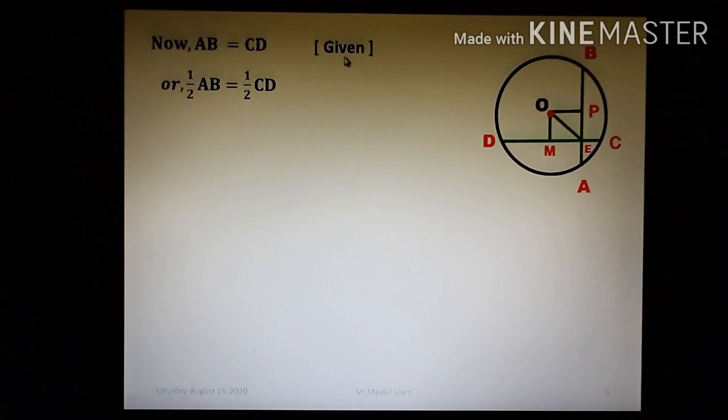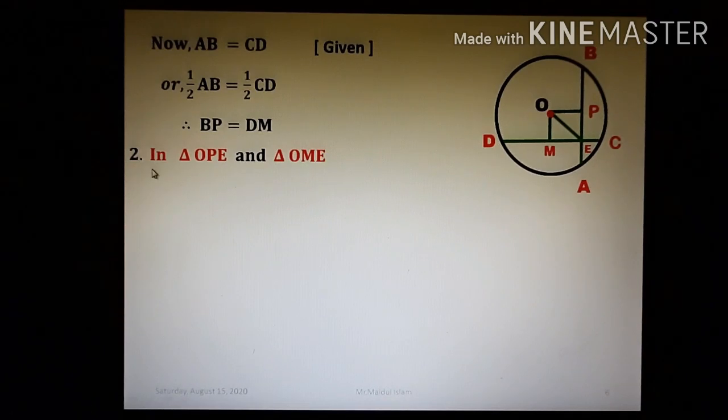It is given. When we multiply both sides by half, then it will be half AB and also half CD. And after that, my dear, half AB is equal to BP. Instead of half of CD, you can write DM. Up to this, do you have any problem? Okay, my dear, let's see.